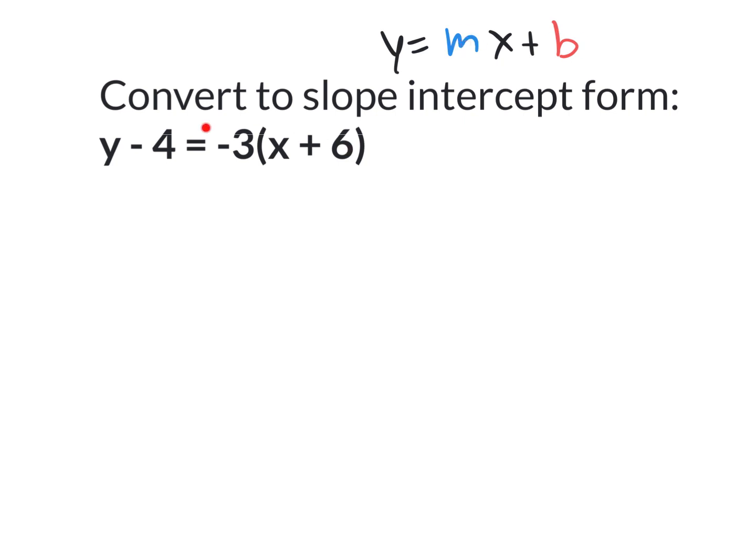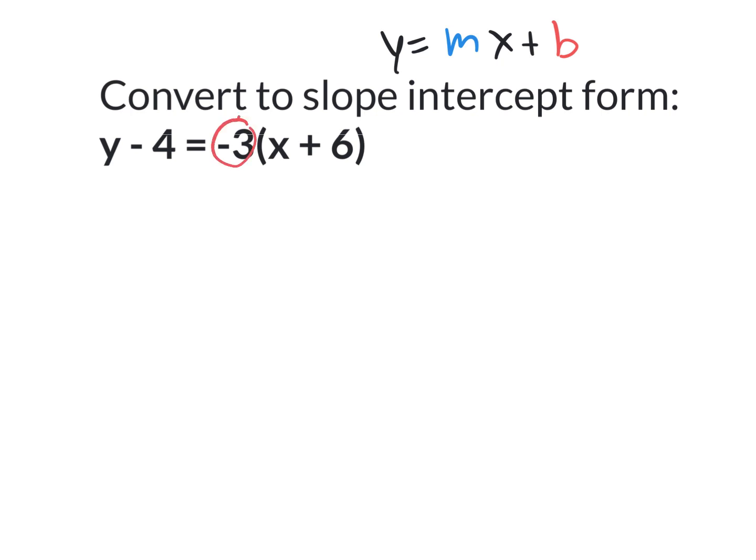So obviously this is in point-slope form. It does not look like this. First of all, the y is not by itself, and even before that, we have parentheses. Now we know that on y equals mx plus b in slope-intercept form, there are no parentheses. So what do we do to get rid of those parentheses? You distribute the negative 3.